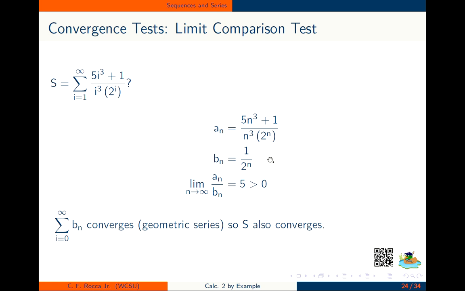So in the limit comparison test, you might start out with a fairly complicated looking series, and you want to compare that to something simple that you already know the convergence of. So in this example, I compared this complicated series to a geometric series that I knew converged because we've done it before in a previous video. And because their growth rates are the same, and because the summation of the b sub n's converges, I knew that s had to converge as well by the limit comparison test.